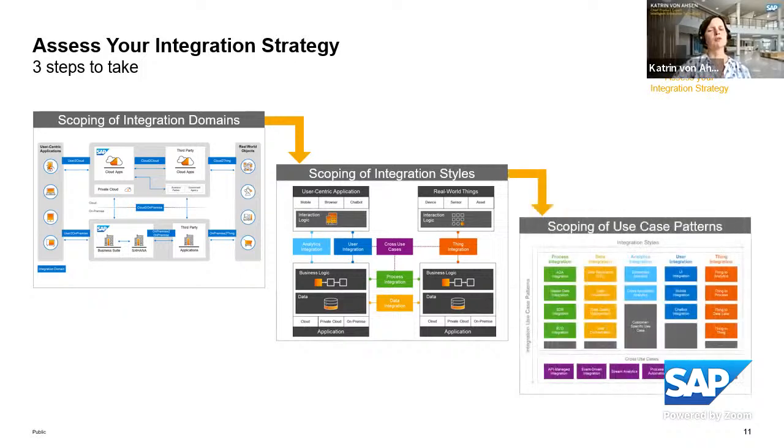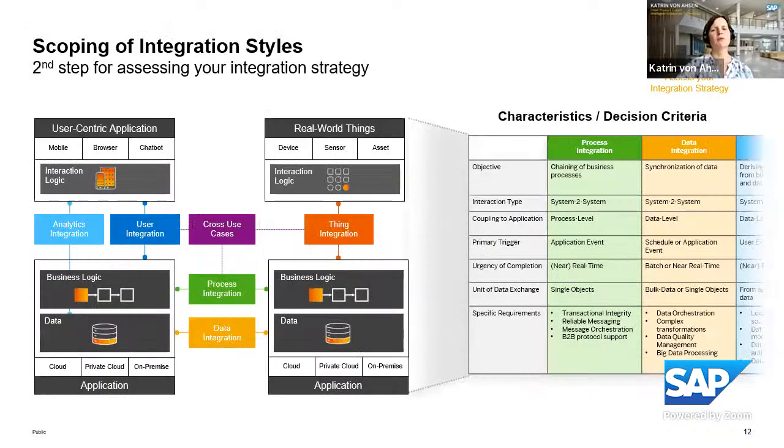And the third step to take is then to perform a scoping on the level of use case patterns. Use case patterns are, again, vendor-agnostically defined, like application-to-application integration, business-to-business integration, which all come with their own technology requirements, which need to be met by the respective integration technologies. Let's take a look at the second step, how to perform a scoping of integration styles.